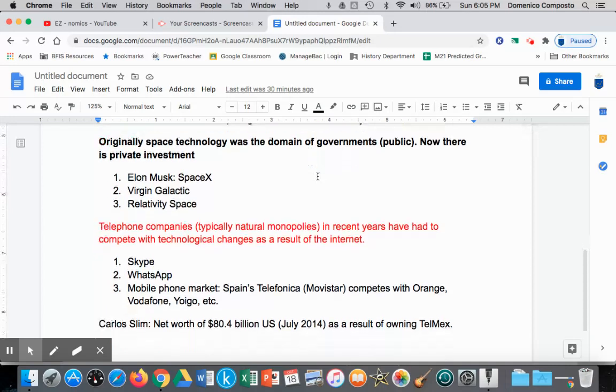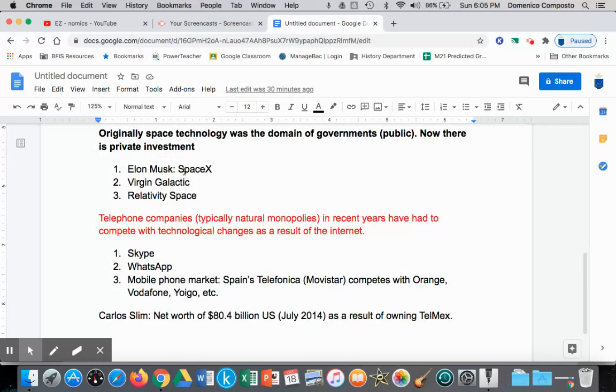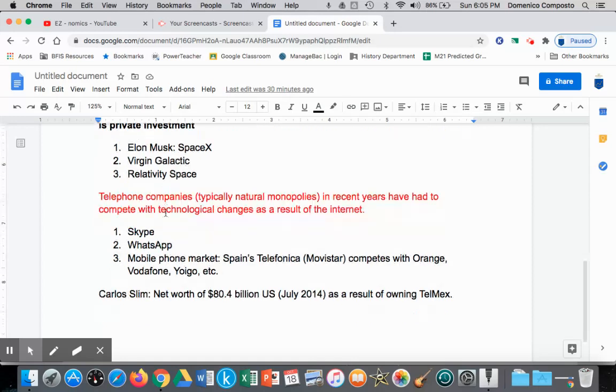But now that we see that that's no longer the case, now we see private investment in space exploration and rocket building. SpaceX, as an example, Virgin Galactic, Relativity Space is a company that 3D prints rockets, or is in the process of building the 3D printers to achieve that. So thanks to improvements in technology, private companies can come in and now enter this industry, which was originally controlled by the government as a natural monopoly.